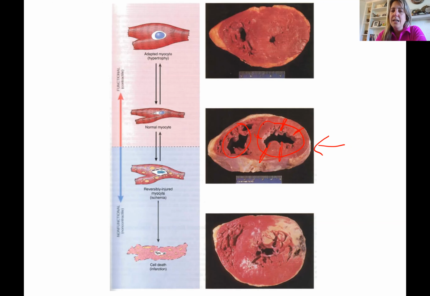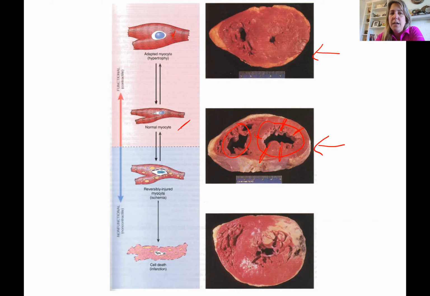But as you guys can see, the left side is much stronger than the right side because it has to overcome more work, which is to pump blood all the way through the entire body, as opposed to, here's the heart, here's the lungs, just pumping blood to the lungs. Okay, then we have here, so this is normal myocyte. Then we have here a heart that is hypertrophy. Okay, so this is adaptation, adapted myocyte.